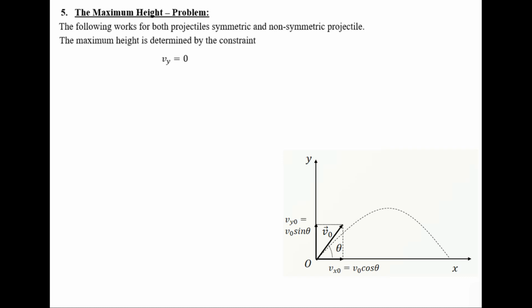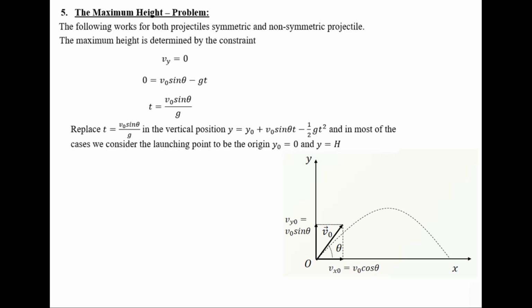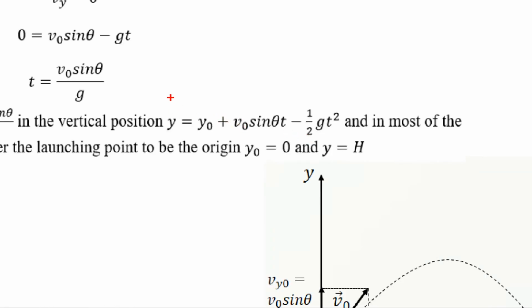The maximum height is determined by the constraint Vy is equal to 0, but now we know that Vy is given by V0 sine theta minus gt. Then setting it equal to 0 and solving for time would be given by V0 sine theta divided by g. We have the time, so what does this time represent? This is the time it requires to reach the maximum height, and now we can replace it in the vertical position given by y is y0 plus V0 sine theta t minus half gt square. So we're gonna replace the time, which is given by V0 sine theta divided by g, in this equation.